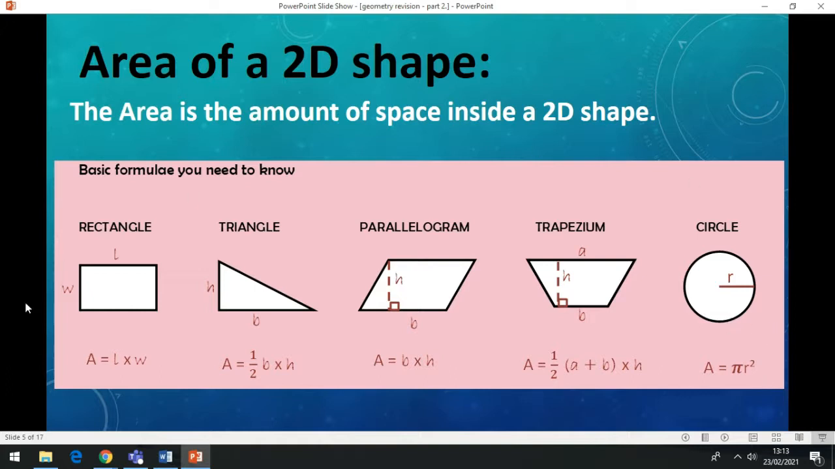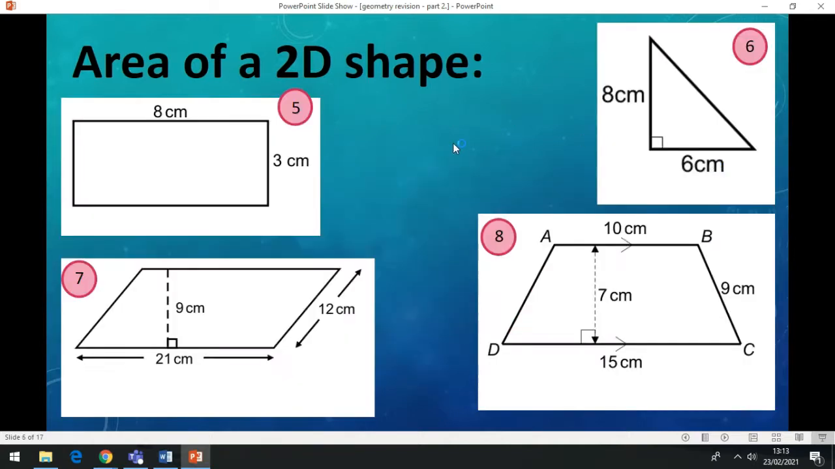Now you will need to know these for the next slide, so you can either flick back to have a look when you're answering those questions, or you can write them down. Yeah, it's up to you. So for questions 5, 6, 7 and 8, have a go at all of those questions and then check your answers with me.